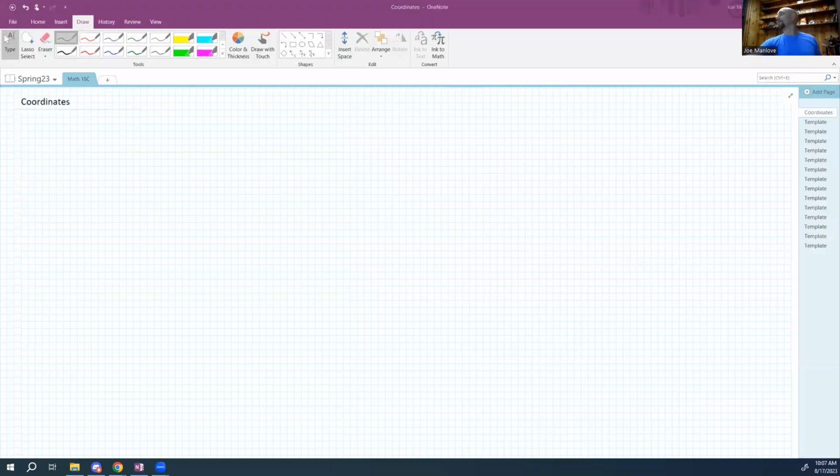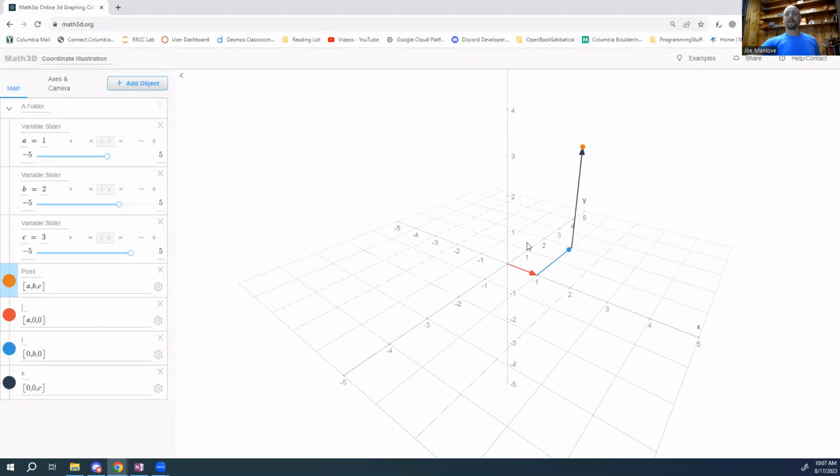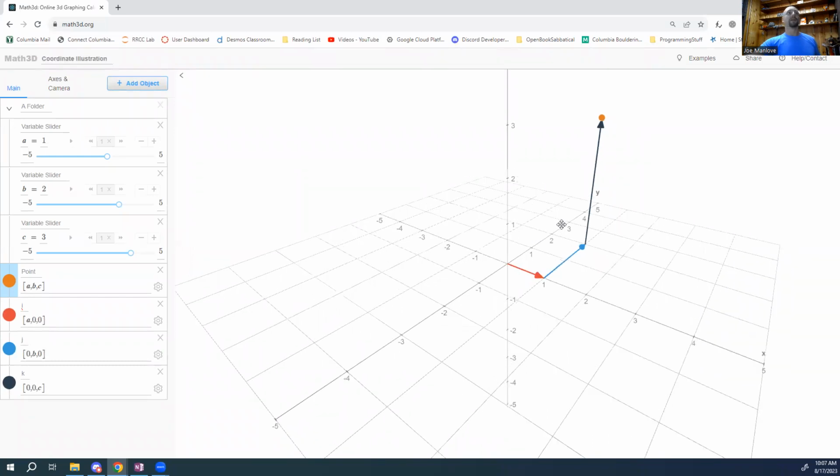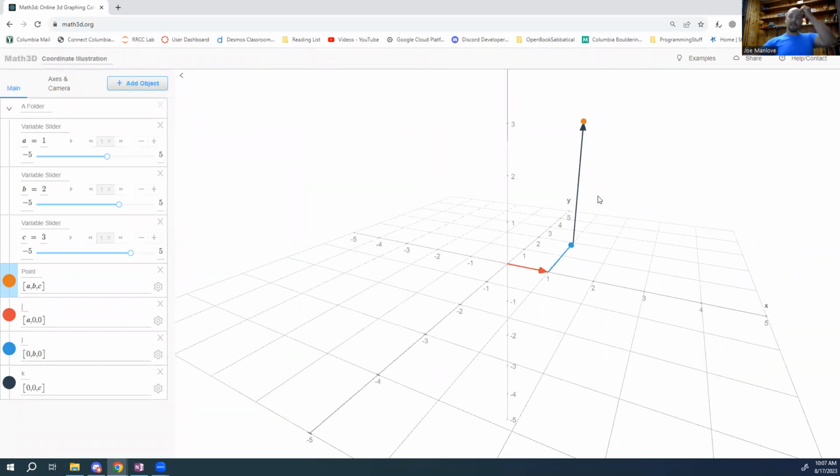And actually, I'm going to start with not drawing a picture. I'm going to start with looking at a little graph that I've made. So this is a product called Math 3D. We're going to use this a lot through the semester. So it'd behoove you to get good at this. What I can see on my little picture here is I can see that I've got a point. That's this orange guy up here. That's got coordinates that are A, B, and C. And you can see that A, B, and C are given by my sliders.